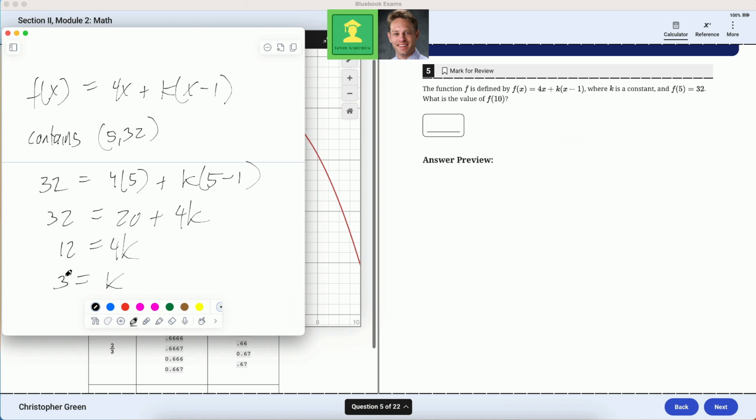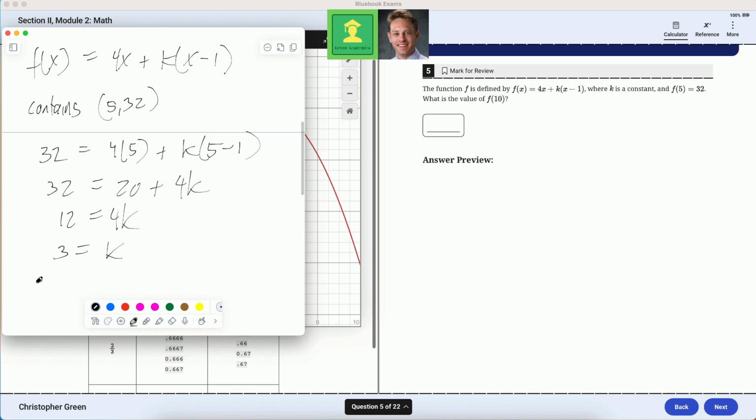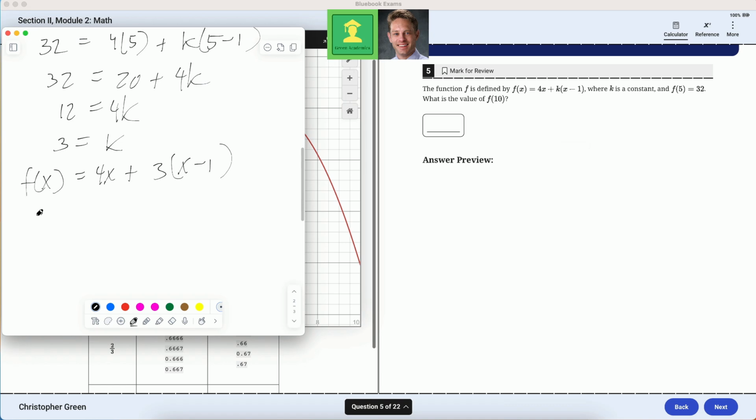So k is 3, but of course now you're not done. Now you've determined that the general function is 4x plus 3 times quantity x minus 1. And then f of 10 means that you're putting in 10 as x. So this is this, which is 40 plus 27, which should be 67.